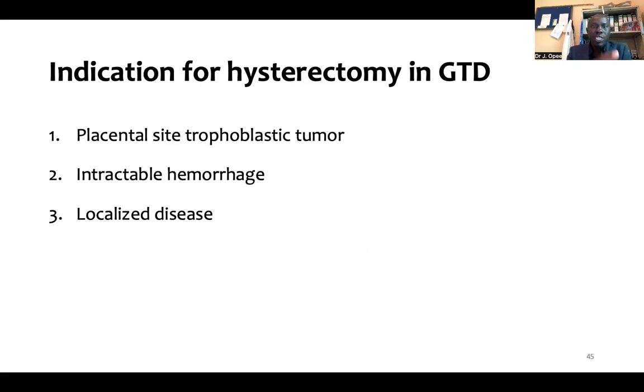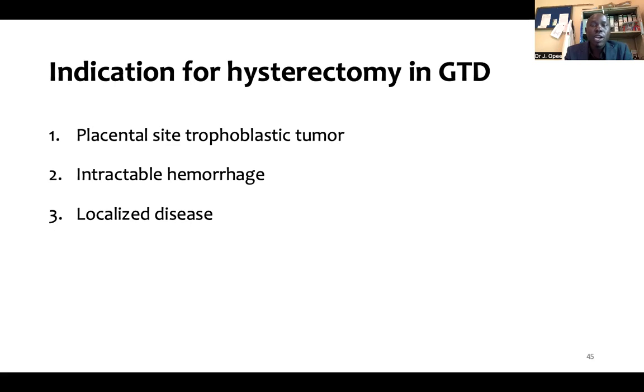Very good. So indications for hysterectomy in gestational trophoblastic disease or tumors: one of them is when you have placenta-site trophoblastic tumor. And sometimes you do hysterectomy in patients with other forms of gestational trophoblastic disease when they have intractable hemorrhage. For example, you're doing evacuation and the bleeding refuses to stop. The blood is pouring. You don't want the woman to die, so you convert. And that's why dilatation and curettage should be done in theater. When you have intractable hemorrhage, you have to intervene by doing hysterectomy.